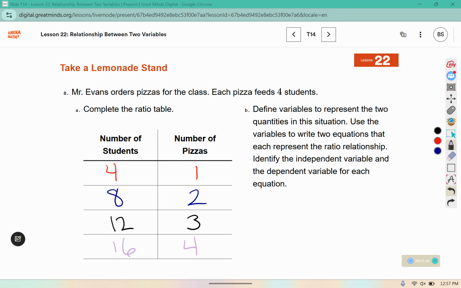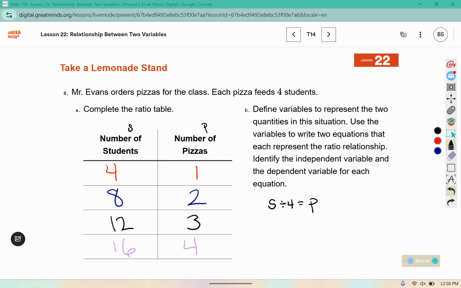Define variables to represent the quantities in this situation. This would be, let's go with students and pizzas. Identify the independent variable and dependent variable. We need to write 2 equations that represent these relationships. So if we start with the students, we need to divide by 4 to get the pizzas.